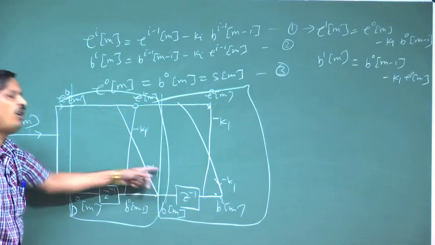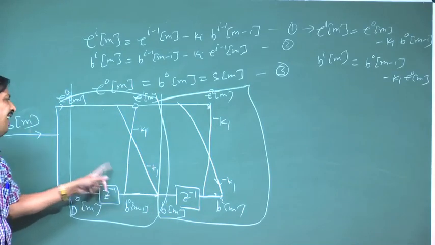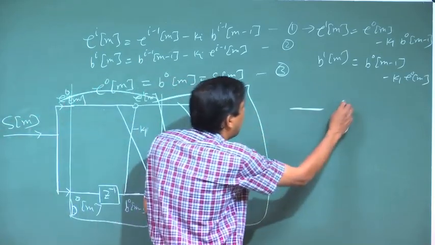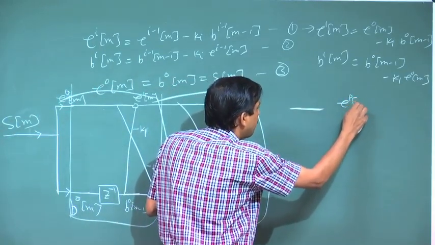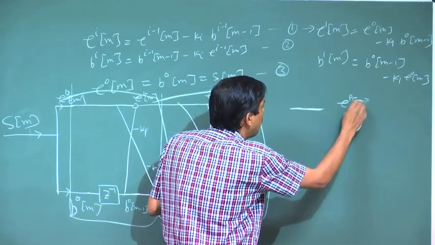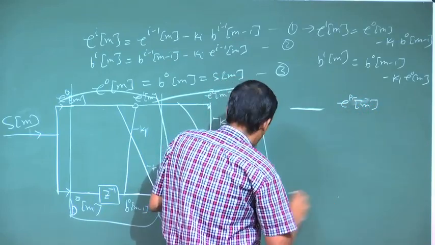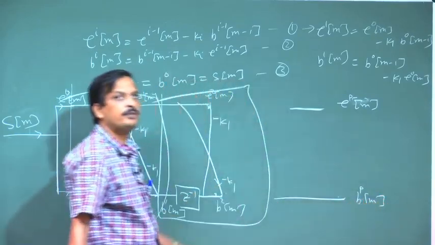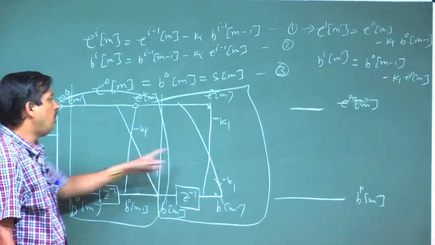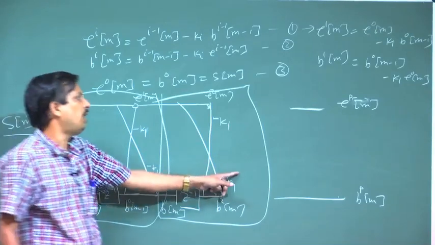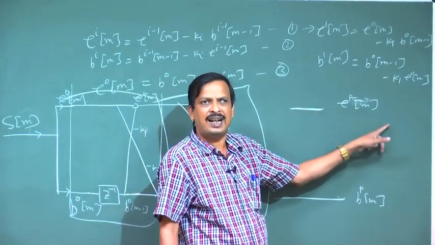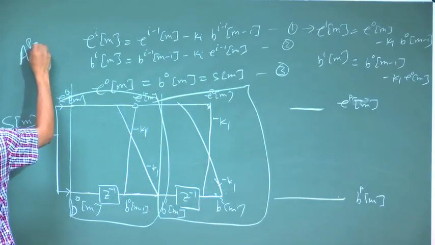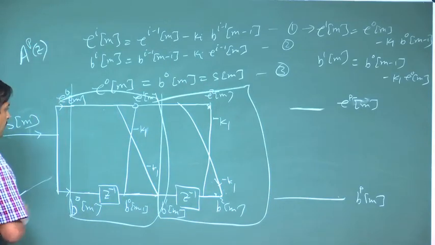This is called the lattice structure: first lattice, second lattice, third lattice, and that way I can get the value of EPm. For the pth order prediction I get EPm, and from here I get BPm. So that is called the lattice structure. EPm is nothing but the error, and this is the implementation of Az.